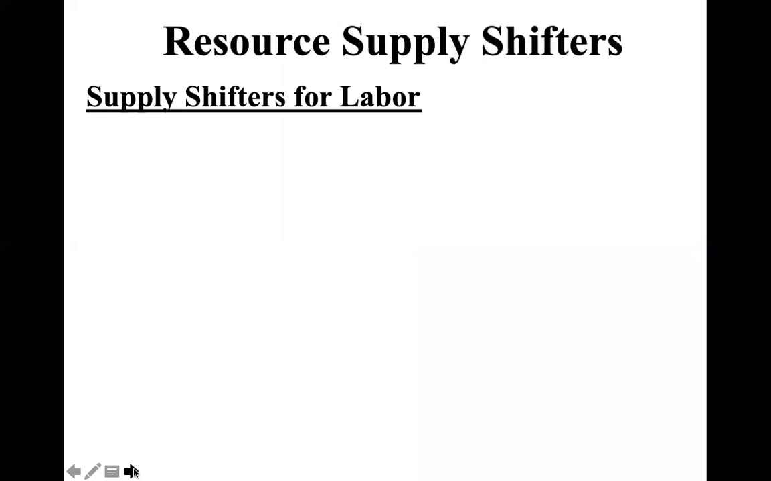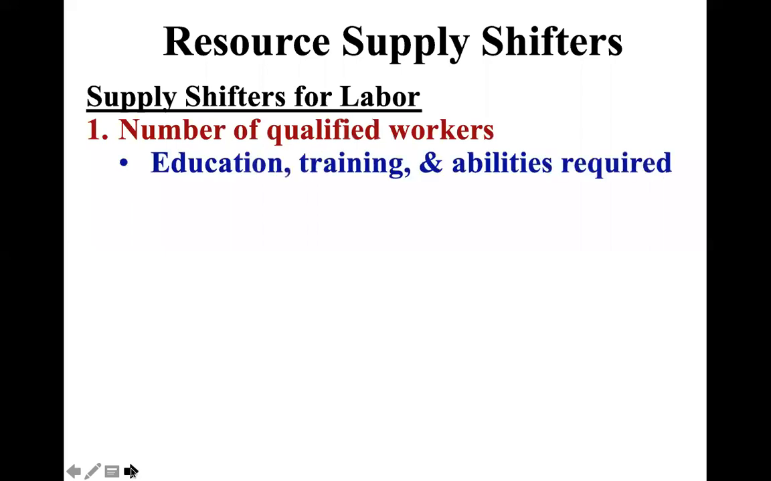All right, let's look at the shifters of supply. So there were 3 shifters of demand. Let's look at the shifters of supply. Number 1 is the number of qualified workers. This can change because of education, training, and abilities required, right?